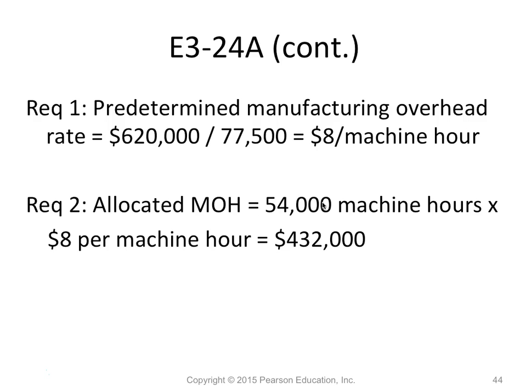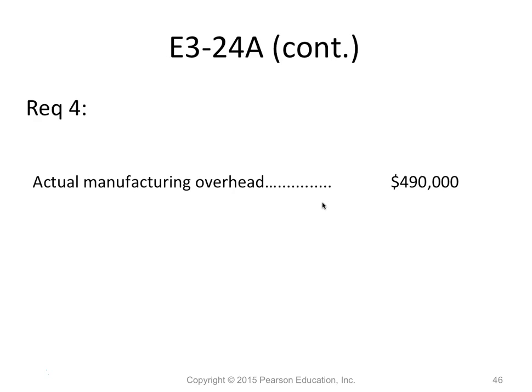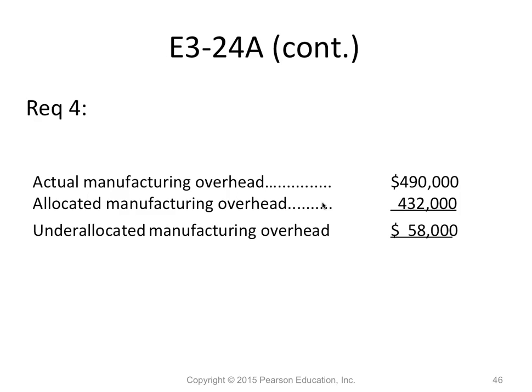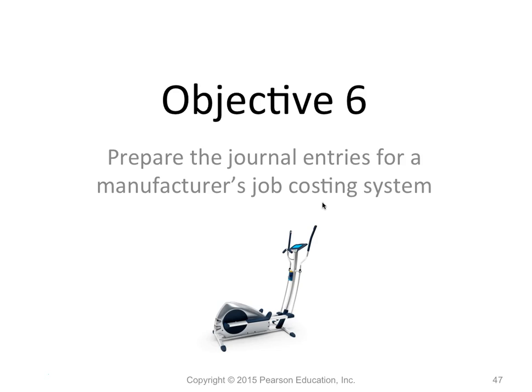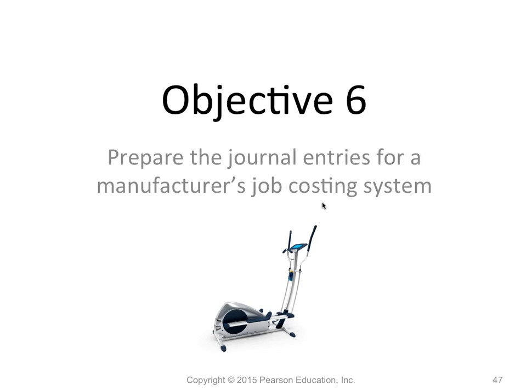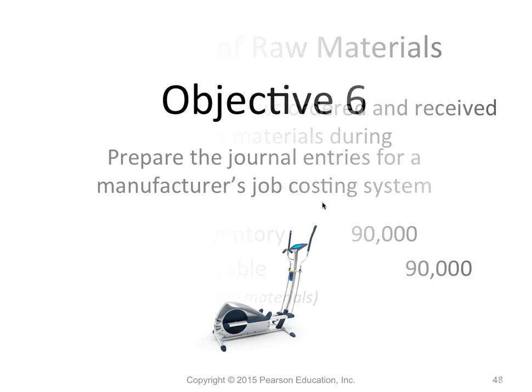Oh, what's number 3 here? Oh, this is not number 3. So the actual overhead is $490,000, but our allocated manufacturing overhead is only $432,000. So we have under-allocated manufacturing overhead of $58,000. So this is kind of a calculation. So we're going to look at how we do the journal entries for the manufacturing cost system, the job system.